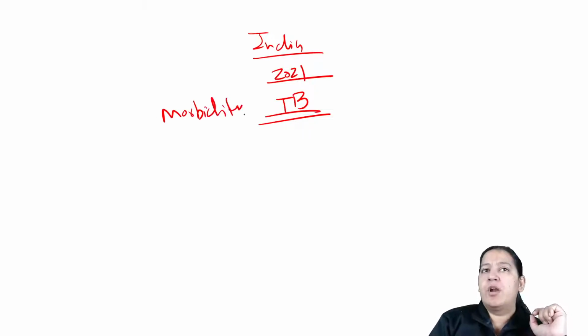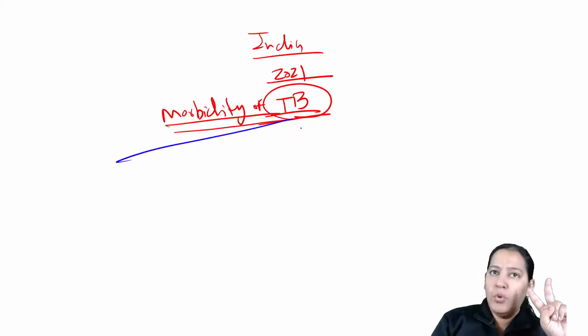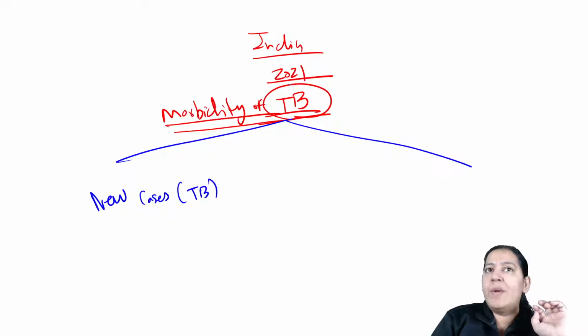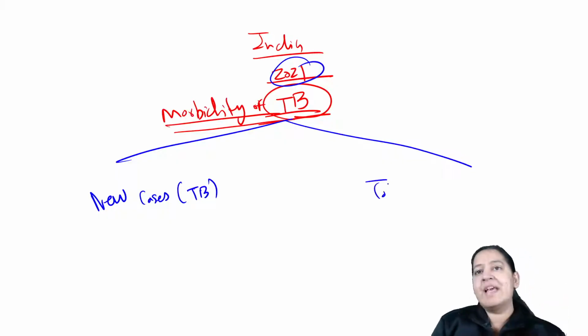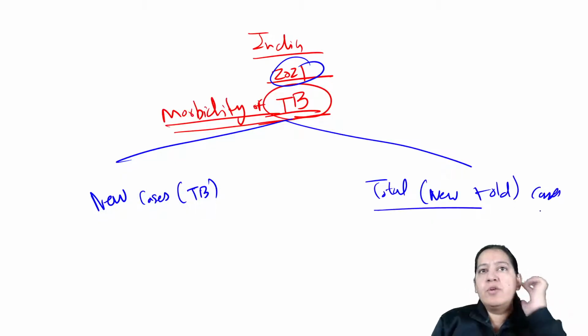Morbidity of tuberculosis. I can ask you this question for any disease. Let me take the example of TB. You can do it two ways. You can calculate how many new cases of TB appeared in 2021, or how many total cases. By total, I mean new plus old, cases of TB that appeared in 2021.